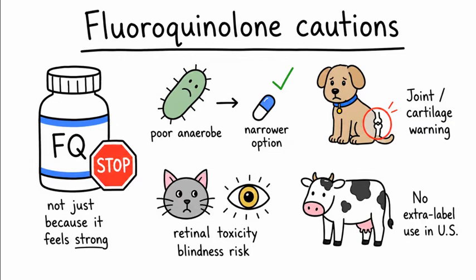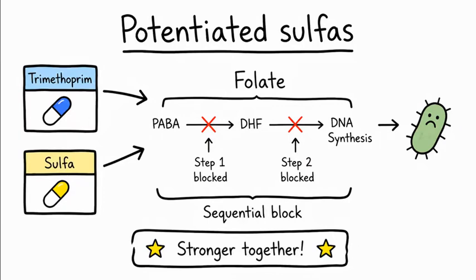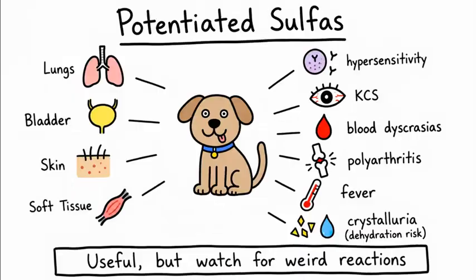Now let's talk about potentiated sulfonamides, such as trimethoprim sulfa. These drugs interfere with folate synthesis. When combined, the two drugs block sequential steps in the folate pathway, which increases their antimicrobial effect. Potentiated sulfas can be useful for a variety of infections, including some respiratory, urinary, skin, and soft tissue infections, depending on the organism. But they have classic adverse effects to remember.